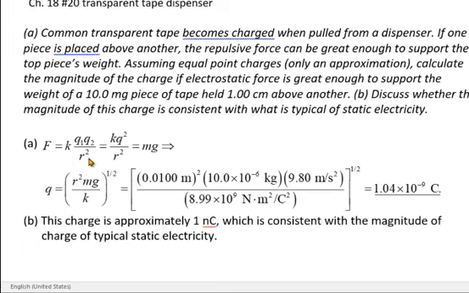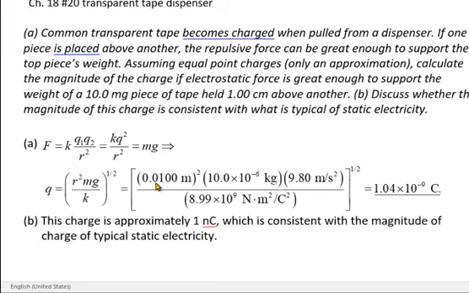It says 10 milligrams, a piece of tape. I'm not exactly sure. Calculate the magnitude of the charge great enough to support the weight, held 1.0 centimeters above another. I think you have to hold them on top of each other without them becoming too close, because otherwise the glue takes over, right? So they do use Coulomb's law, and then mass times gravity. They plug in the numbers.